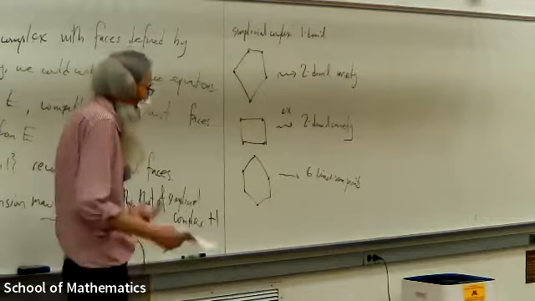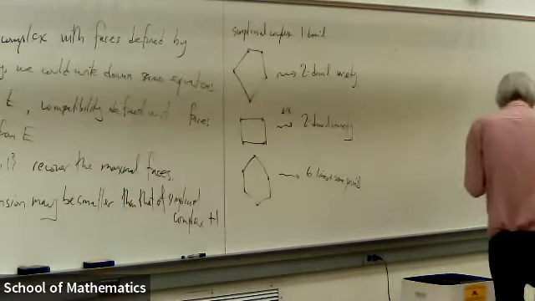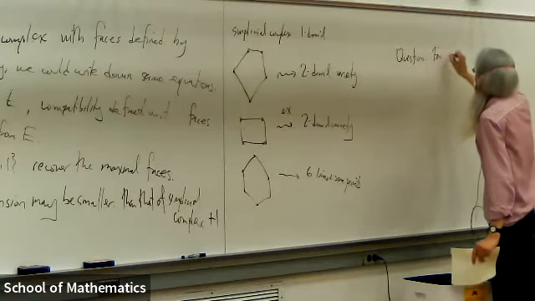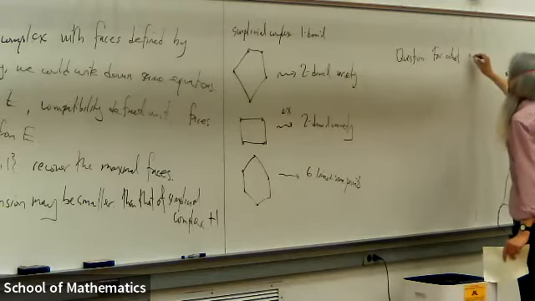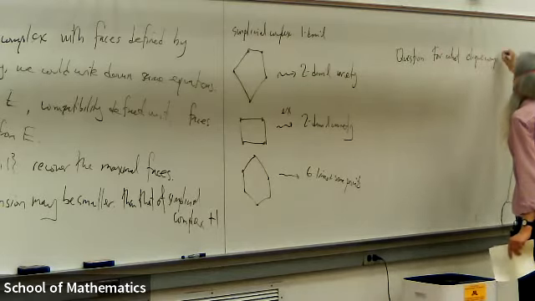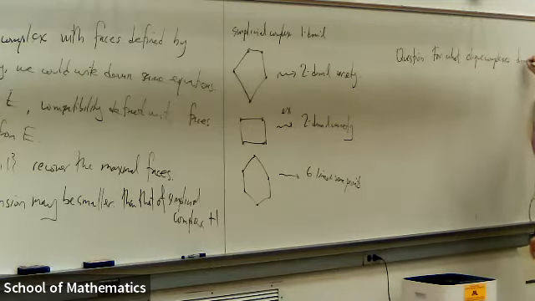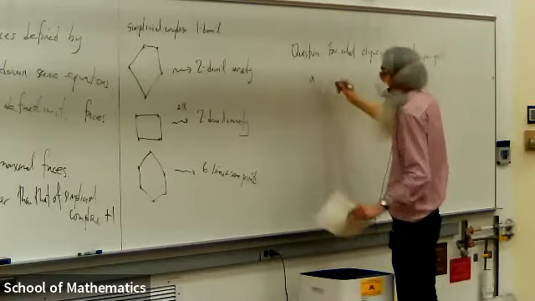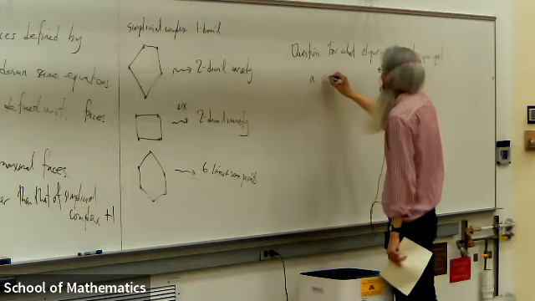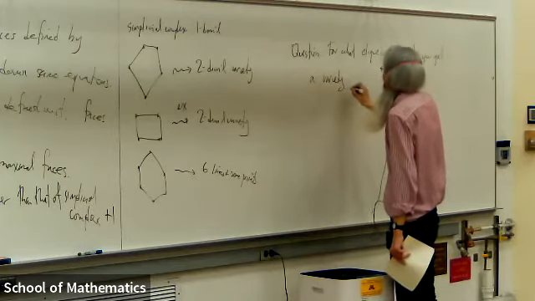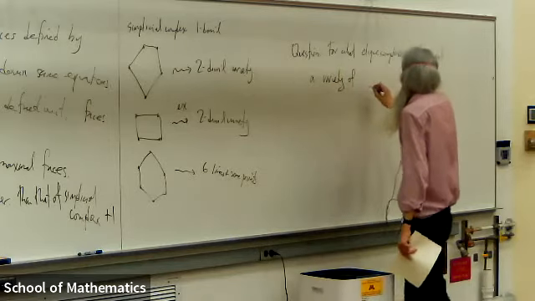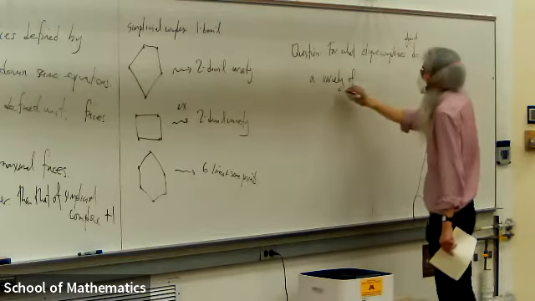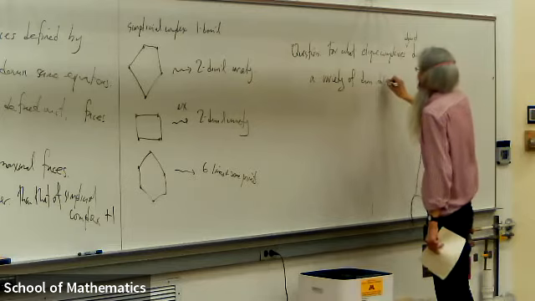And so the question is, for what Klee complexes of dimension D do you get a variety of dimension D plus one.